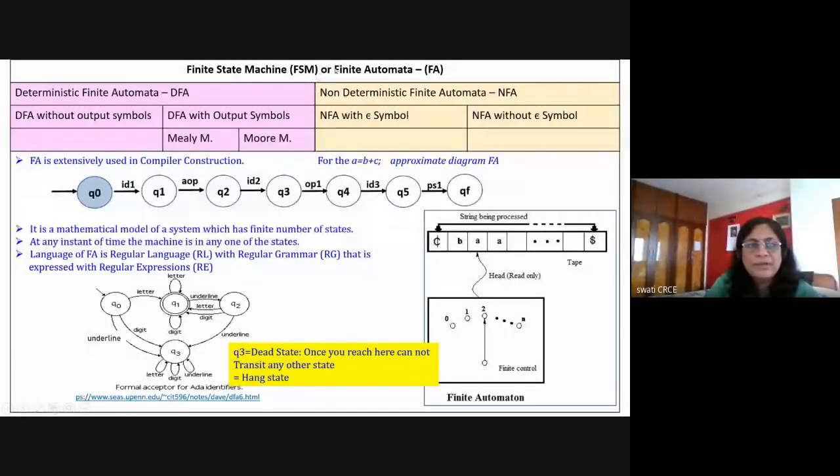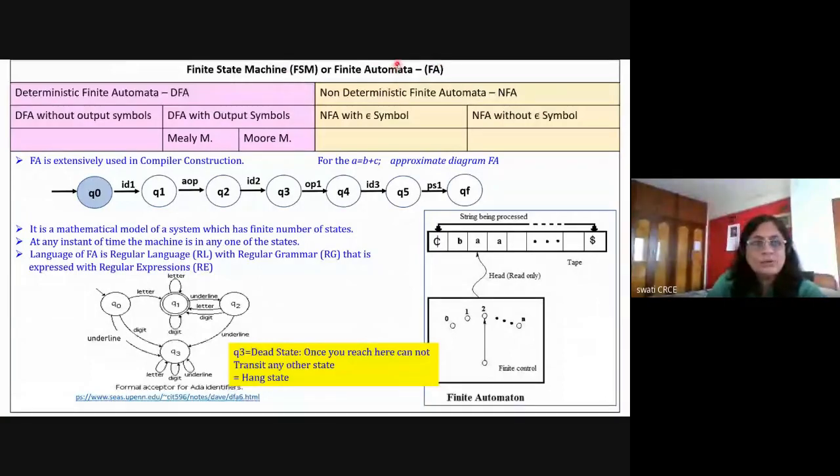There are two types of FA: DFA and NFA. Now we are going to use the term finite automata. From here onwards, I'm going to use the term finite automata. I've taken the examples of FSM with output because it is very easy to understand and you just get a feel of the subject. That's why we have solved two problems of FSM. Finite automata is nothing but FSM, just another name.